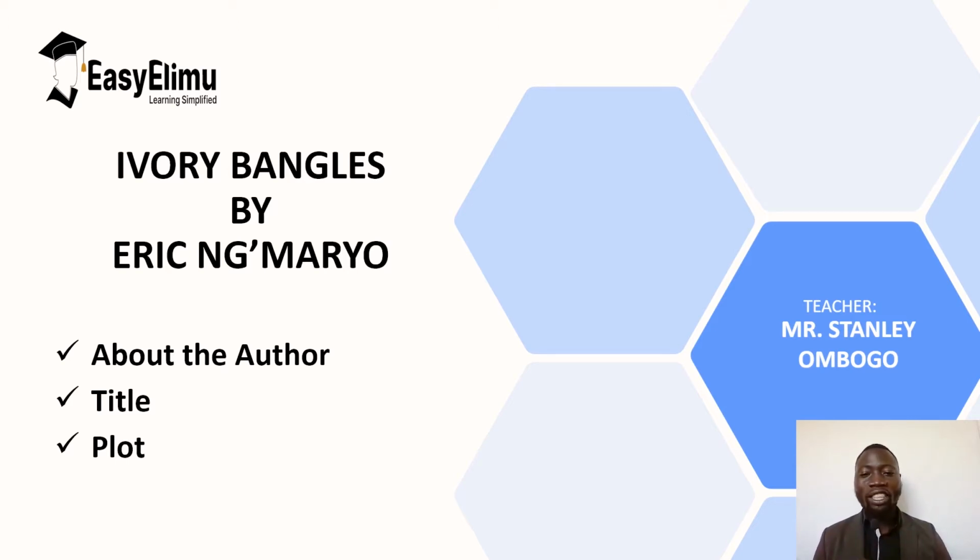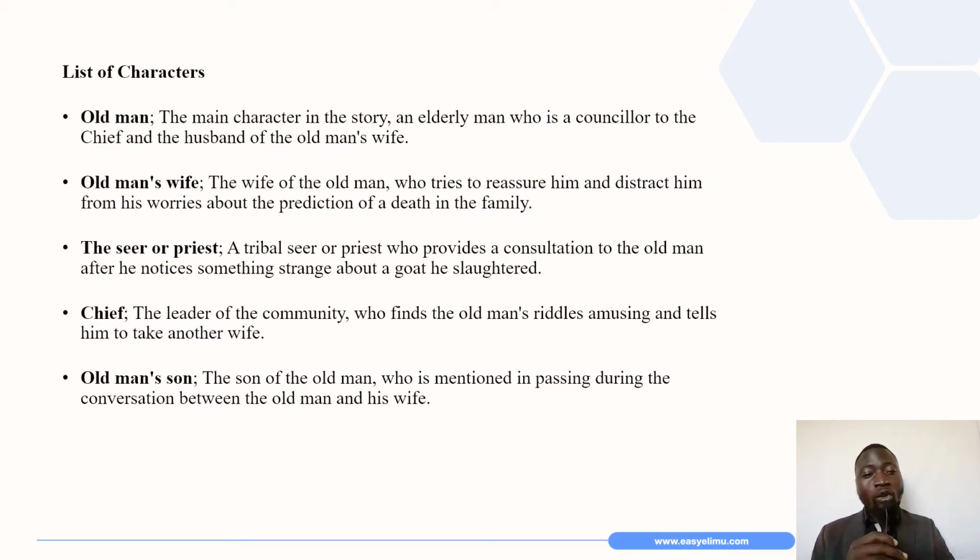So what we are going to do in this session, students, is basically to look at some background information about the author. We are also going to have a look at the relevance of the title. That is, why did Eric Ngamayo choose the title Ivory Bangles? Lastly, we're also going to look at the plot summary or the plot analysis, that is by looking at some of the striking or major events that we have in the text, that is by looking at the synopsis.